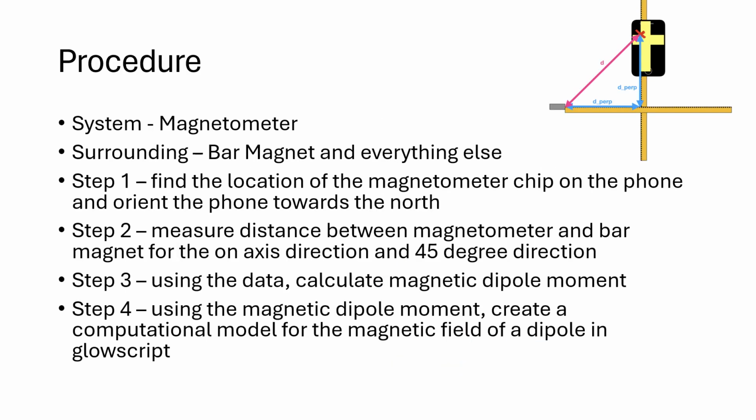Here are the procedures for this lab. The system is the magnetometer and the surroundings are the bar magnet and everything else. Step 1 is to find the location of the magnetometer chip on the phone and orient the phone towards the north to account for the Earth's magnetic field.